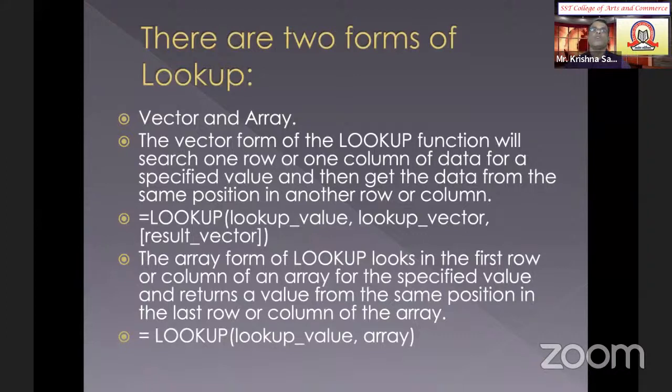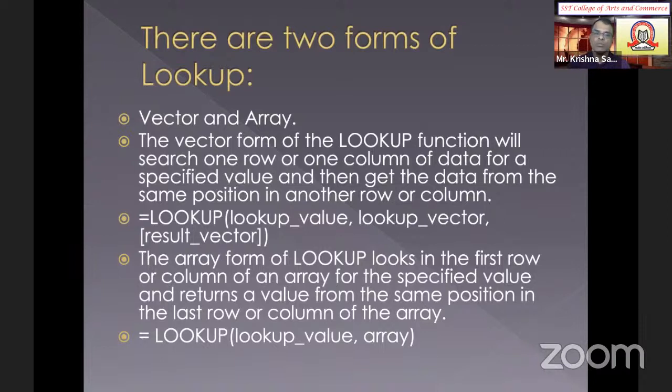There are 2 forms of lookup, that is vector and array. The vector form of the lookup function will search one row or one column of data for a specified value and then get the data from the same position in the other row or column. How do we write lookup? The function is equal to LOOKUP, then we start the bracket.